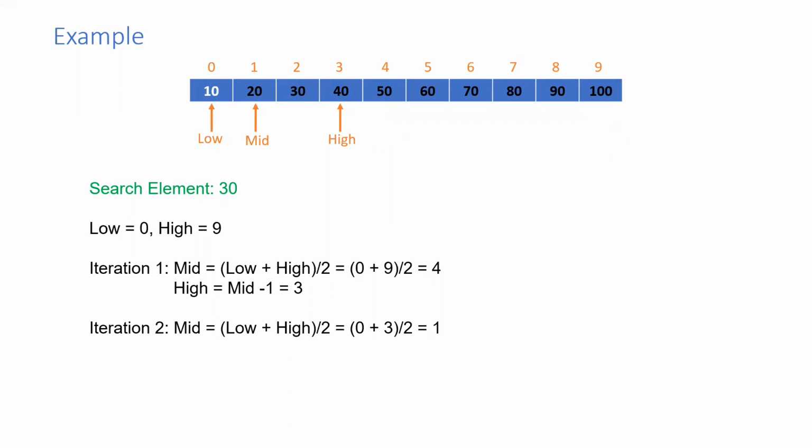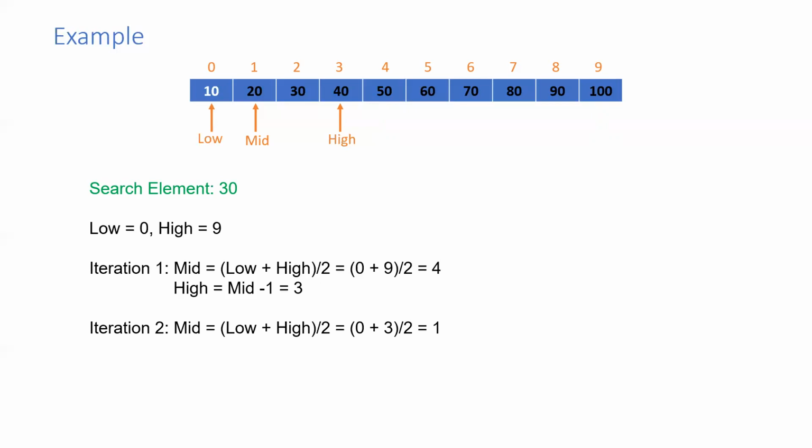Once we evaluate the mid value, we'll compare the value pointed to by the mid index. Mid index is 1 now, and the element in it is 20. So we'll compare search element 30 with 20. Is 30 equal to 20? No. Is 30 less than or greater than 20? 30 is greater than 20. So in this case, the element we are trying to search for can't be on the left hand side of the mid. It can only be on the right hand side.